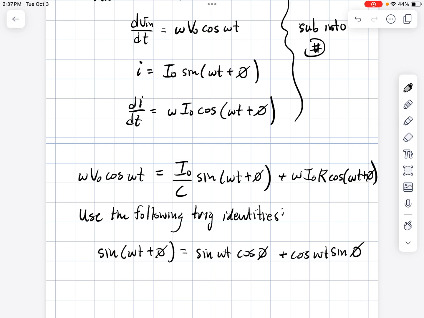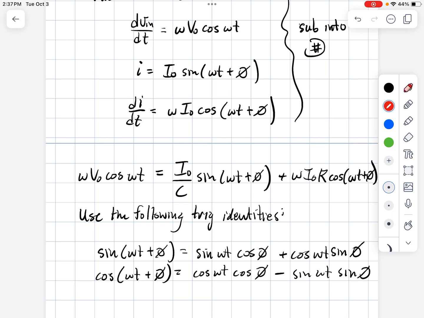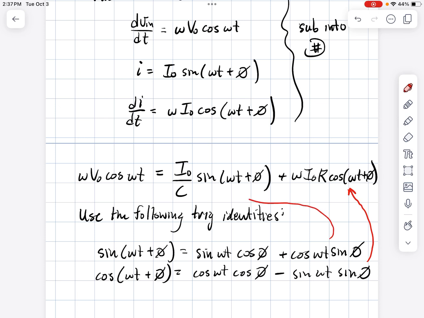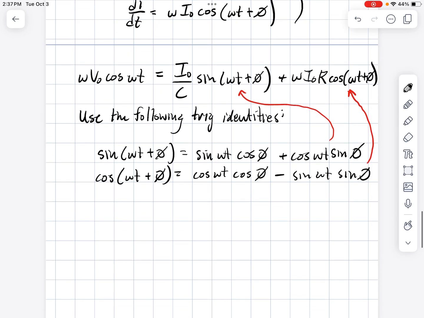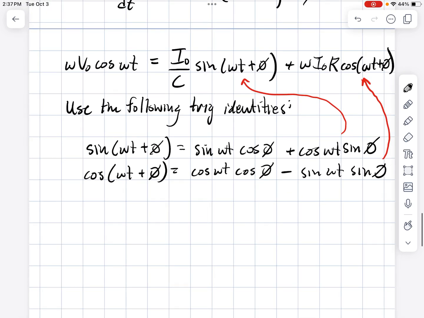And we're going to use one other one. We're going to use the identity for cos omega t plus phi. And that is cos omega t cos phi minus sine omega t sine phi. Okay, and so I think you can see what we're going to do here. We're going to use this identity for the cos omega t plus phi factor, and we'll use the first identity for the sine omega t plus phi factor. Okay, so let's see what happens when we do that.